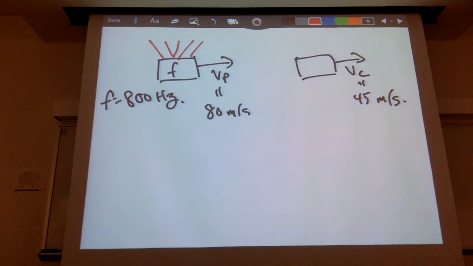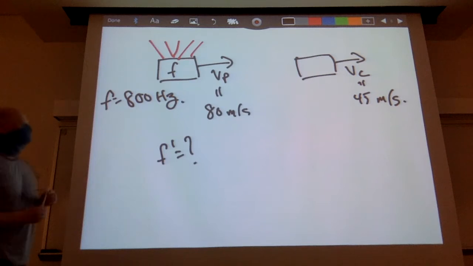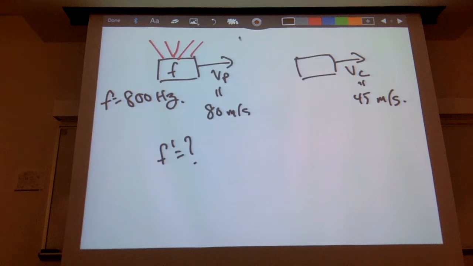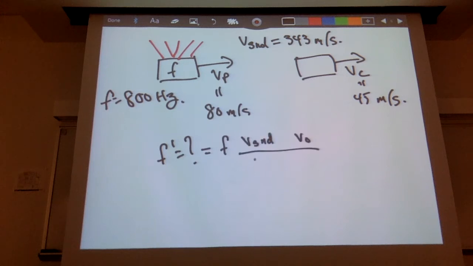So we want to know then, what is the apparent frequency heard by the speeding car? So what is F prime? What is that apparent frequency? Since I didn't tell you a temperature, let's go ahead and take that the speed of sound in air is 343 meters per second. So we need to know that piece of information. So we now know this is equal to the actual frequency times the speed of sound, speed of the observer, divided by speed of sound, speed of the source.